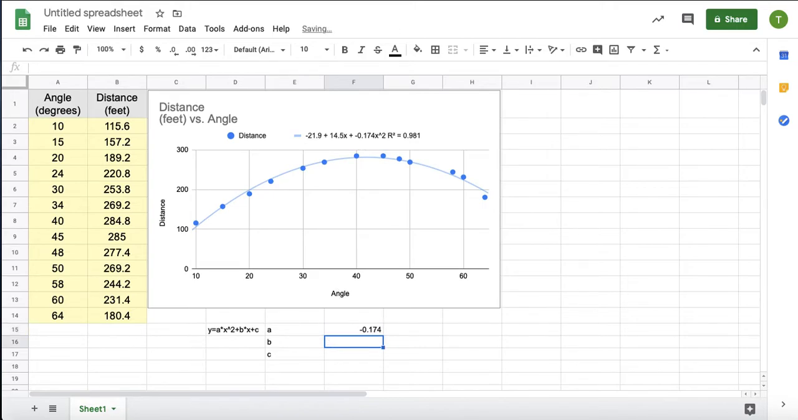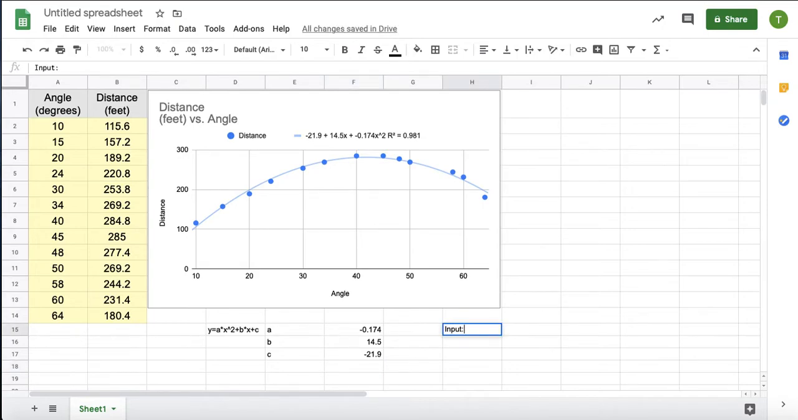Okay, so there is my a value. B I can read as the number in front of x, that's 14.5. And then c is this negative 21.9. Okay, and now that I have these numbers in Excel, I can actually build an input-output machine, right?